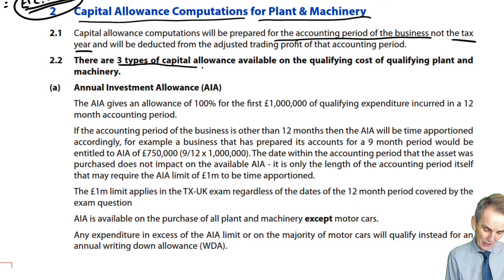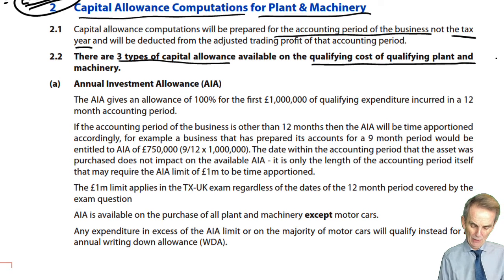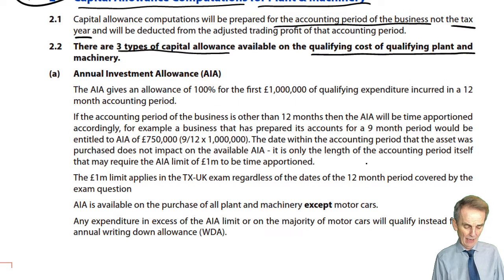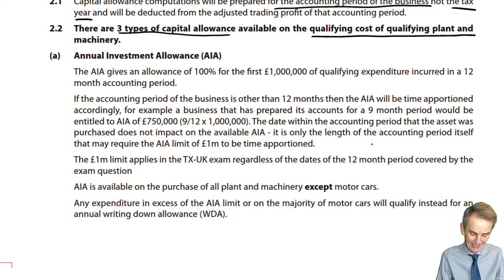There are 3 types of capital allowance that will be available on our qualifying cost of plant and machinery. So it's going to be important for us, therefore, to know what they are. But we are aided here significantly by the vast majority of the information you're going to see about these allowances being given to you on your rates and allowances page. And we'll be looking at that in these notes in just a short while.